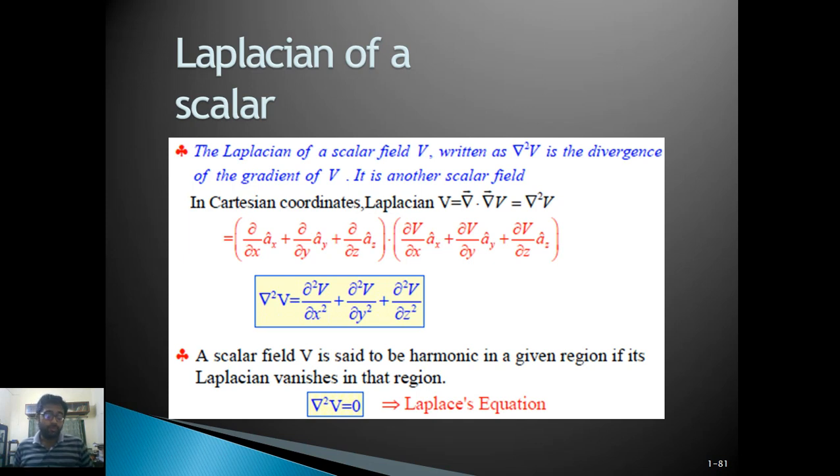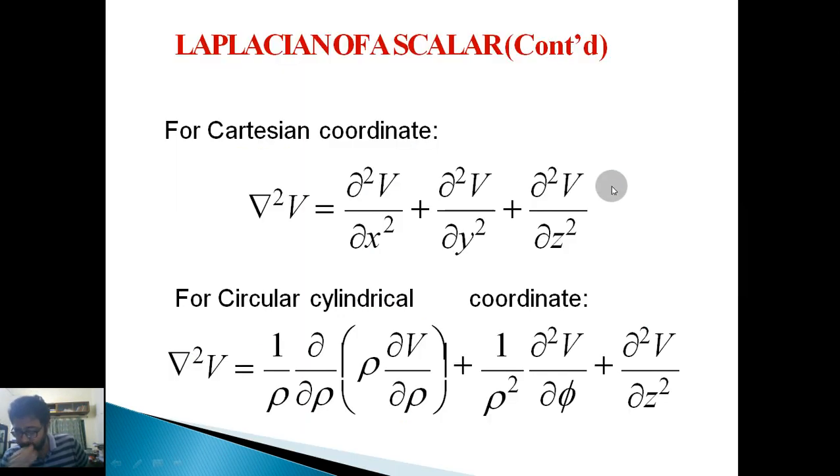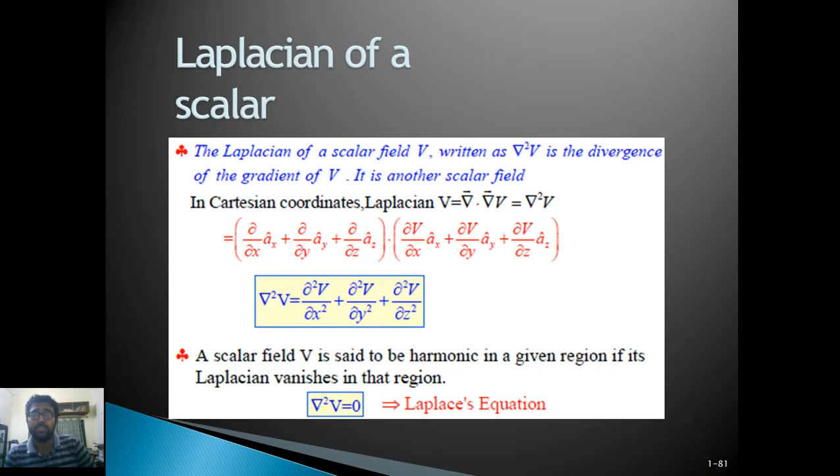Now if we take the divergence of a gradient of V, the gradient of V will provide you a vector quantity. Now if we take a divergence of a vector quantity, it will provide you another scalar field. That's what the Laplacian is basically. The significance of the Laplacian is this.